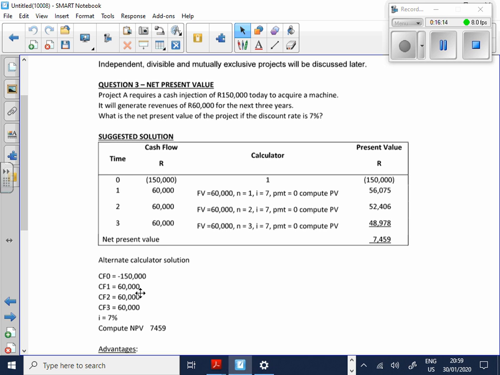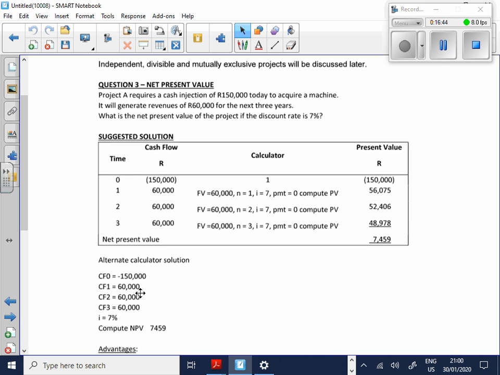So here it is. It says project A requires a cash injection of 150,000 today to acquire a machine. It will generate a revenue of 60,000 for the next 3 years. What is the net present value if the discount rate is 7%? Is that all right? So I just want to make sure you all know how to do your calculators properly. So, guys, with this question, how much does it cost you? 150,000. So most of you will have HP 10-2Bs, I would imagine.